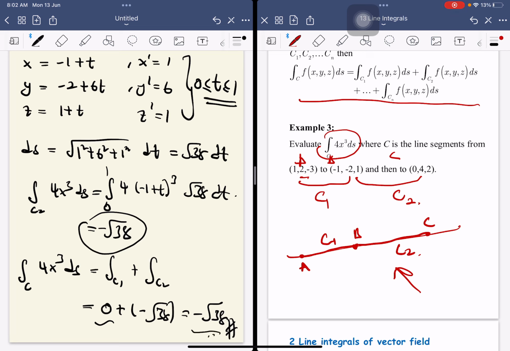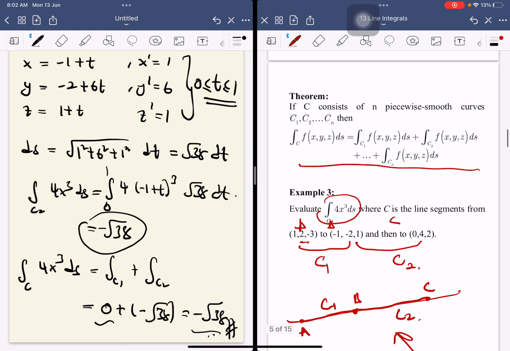You can imagine that if you have more curves, more calculation needs to be done in order to solve it. But technically, that's how you solve the line integral whenever you have a piecewise smooth curve, no matter how many curves you have. Okay, that's all for this video. Thank you.